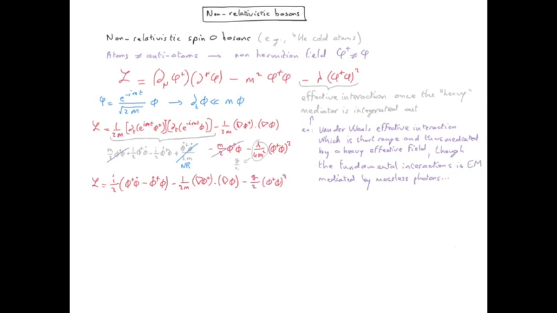This is the Schrödinger Lagrangian for a non-relativistic field with a phi 4 interaction, quantified by the coupling constant, the non-relativistic coupling constant G, which is related to the relativistic coupling constant divided by the mass squared.